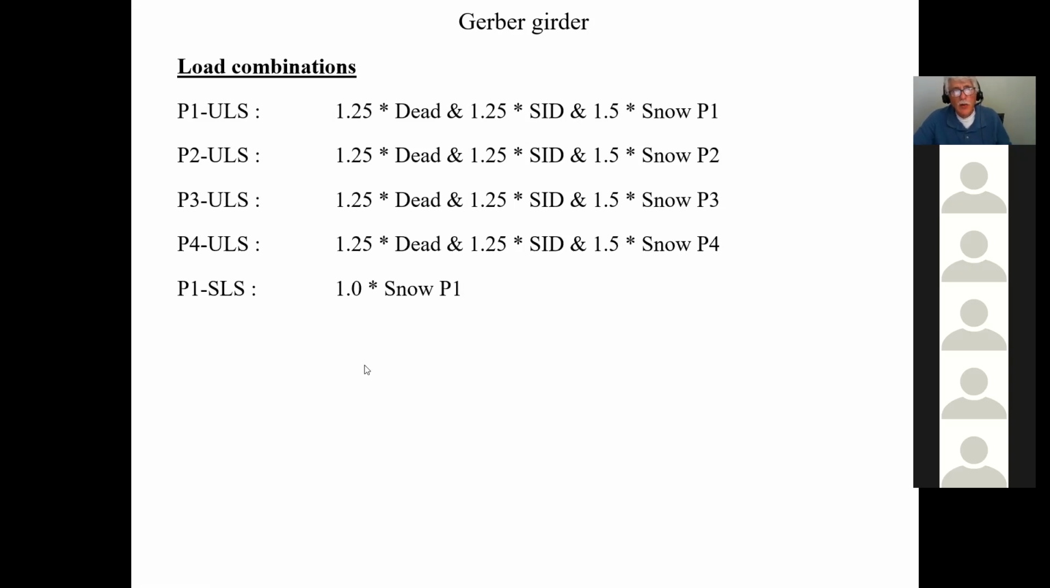Then you have what we call serviceability. In other words, you want to check your deflection. Once you've sized everything and you want to see if the deflections are within L over 240 or L over 360, you're going to have just your snow load, which is serviceability limit states. Since it's only going to be snow, you're going to take your snow load number 1 and multiply by 1, because for serviceability, we do not factor the loads.